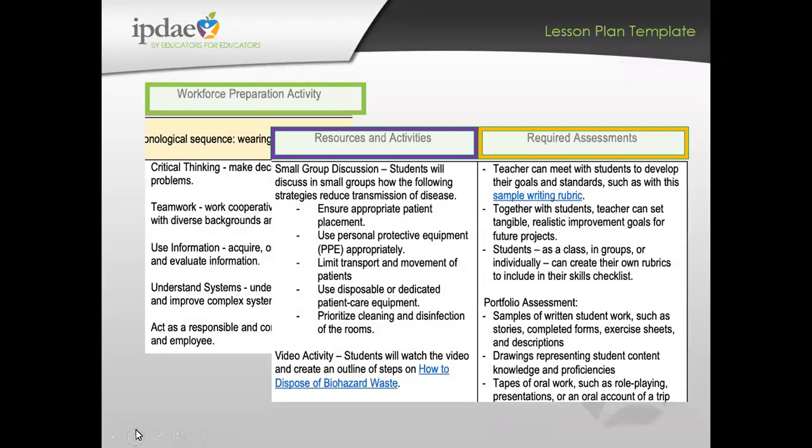And then you have your workforce preparation activities on that lesson plan. And then you have resources and activities, and then the required assessments. And that makes up your complete IET lesson plan.